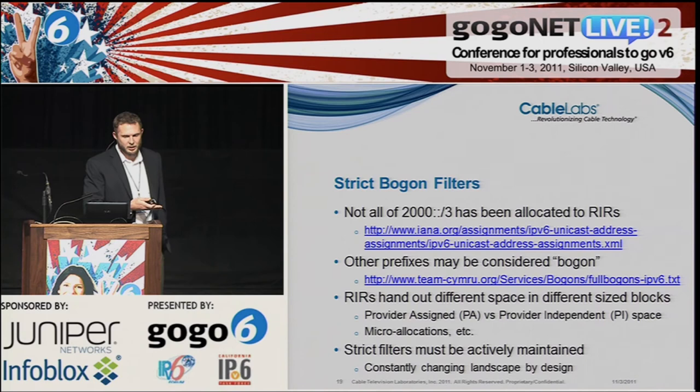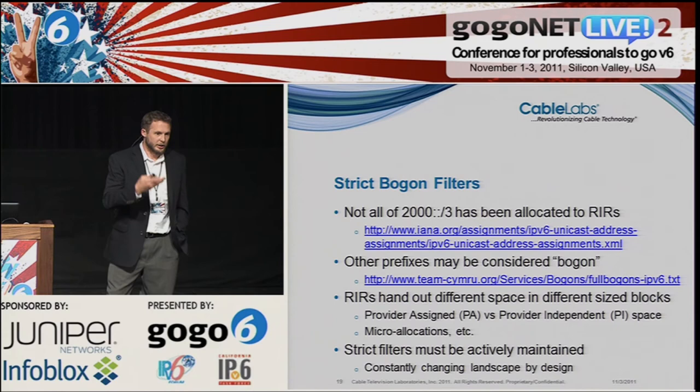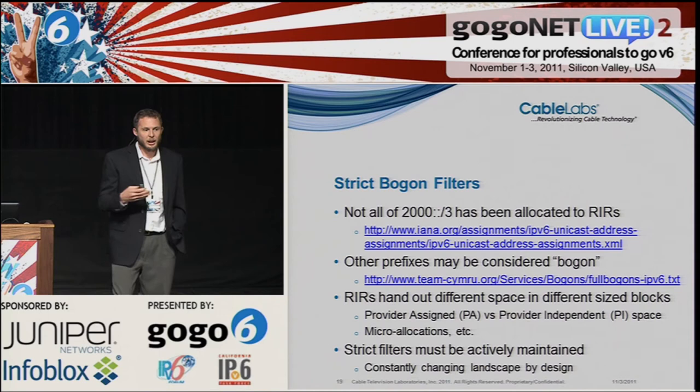And then also, RIRs hand out different space in different sizes. So ISPs get bigger blocks out of a set range of space, and end users get smaller blocks out of a set range of space. So if you wanted to not allow folks to deaggregate their space, you can filter on what's actually coming out of the RIRs.